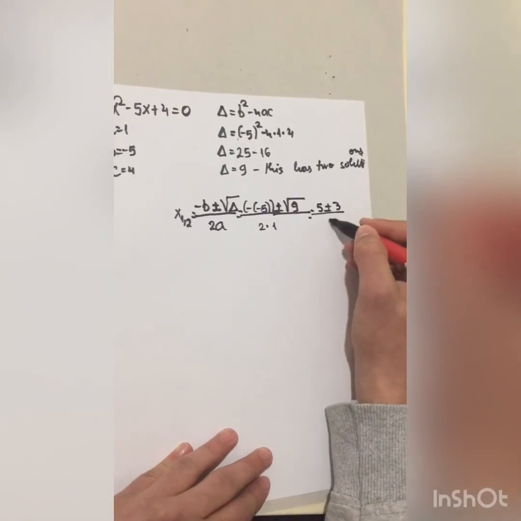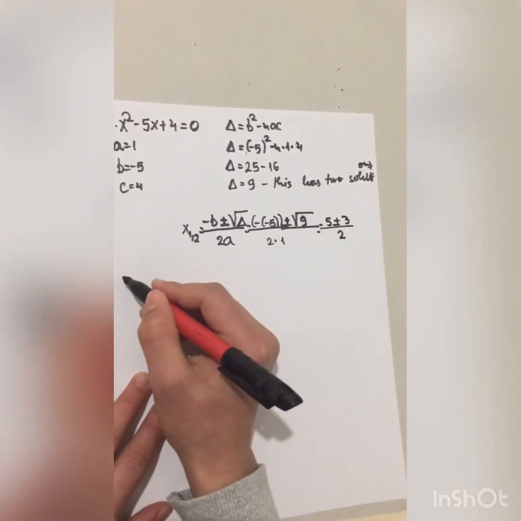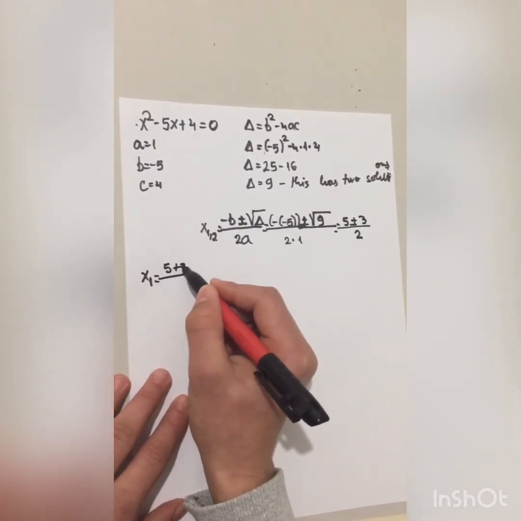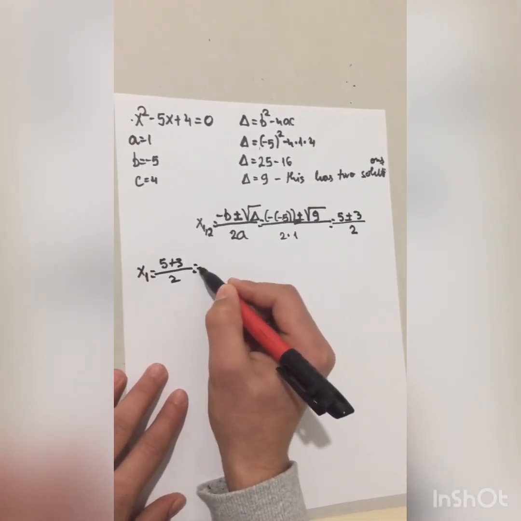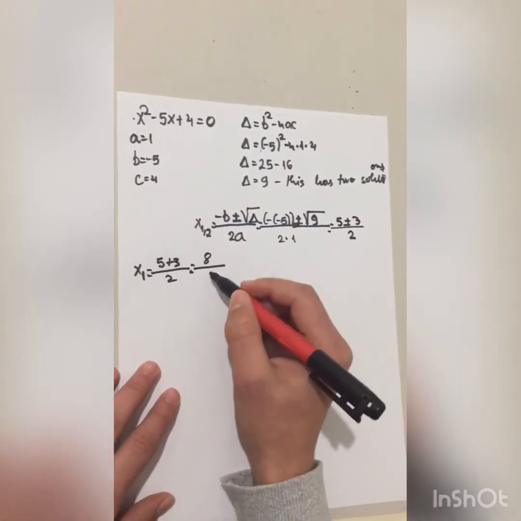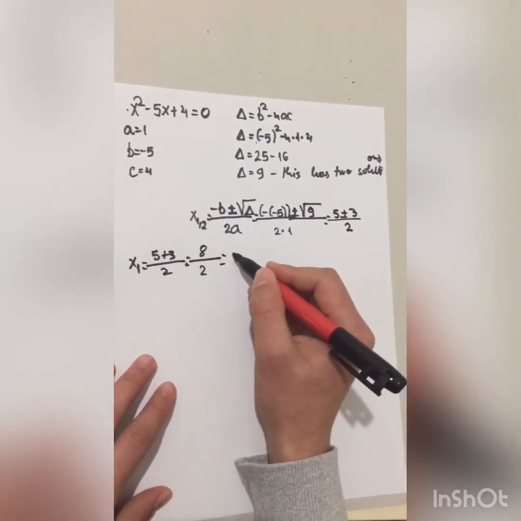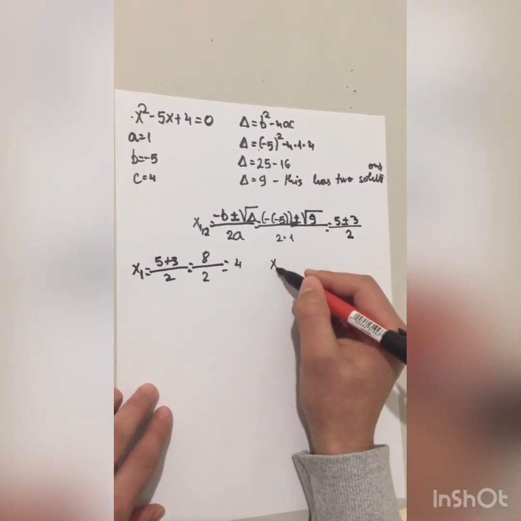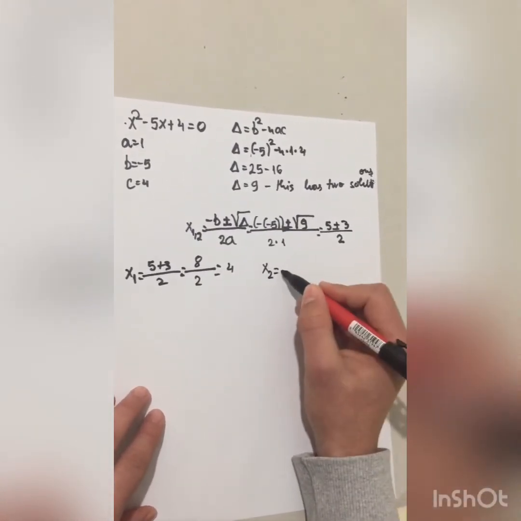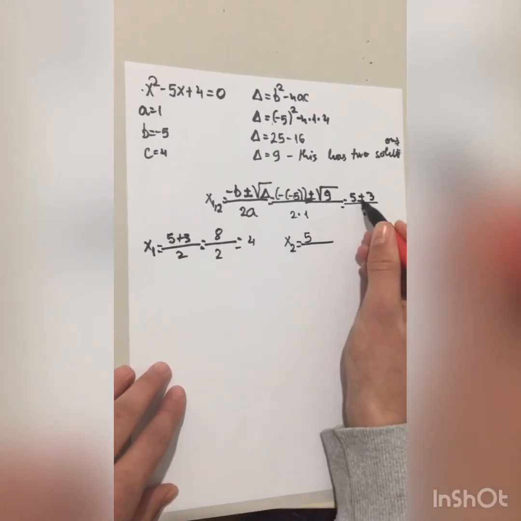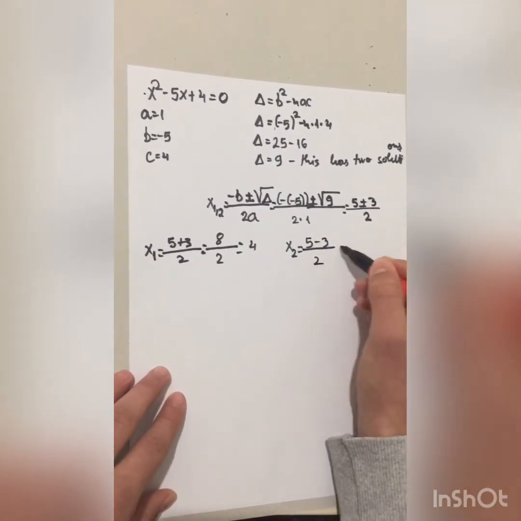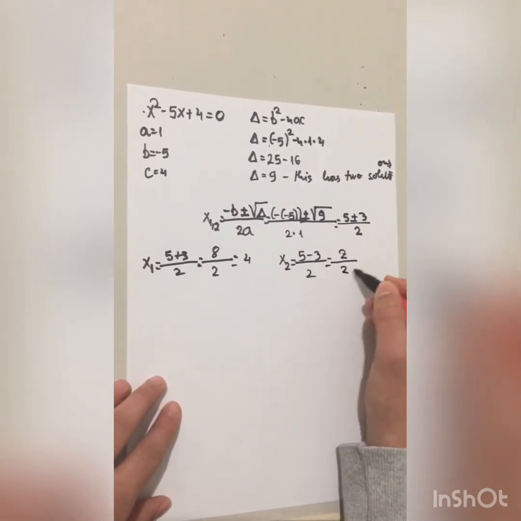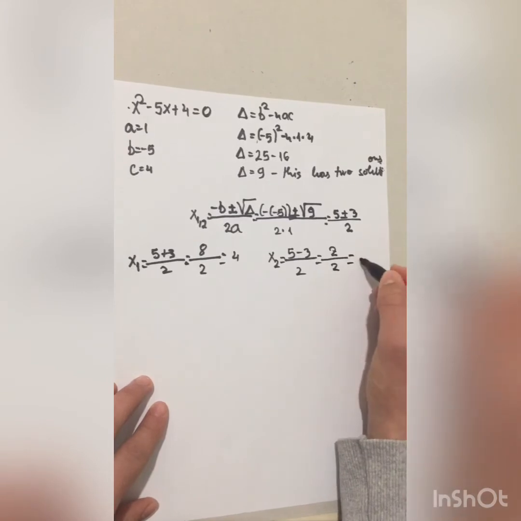Plus or minus root of delta is 3, over 2. Now we have x1 that is equal to 5 plus 3 over 2. 5 plus 3 is 8 over 2. 8 over 2 is 4. x1 is 4. And we have x2, or the second x. 5 minus 3, as I told you, over 2. 5 minus 3 is 2 over 2. 2 over 2 is 1.